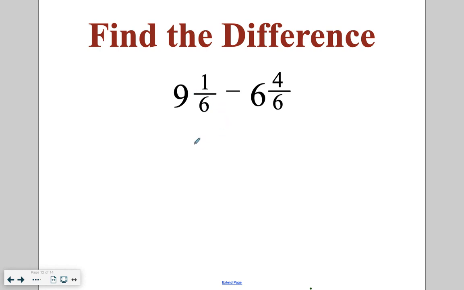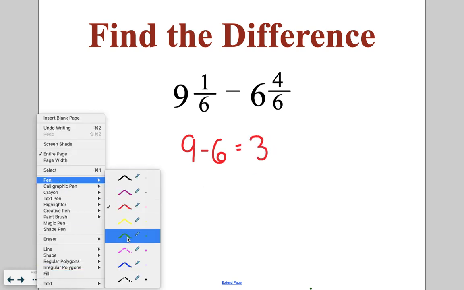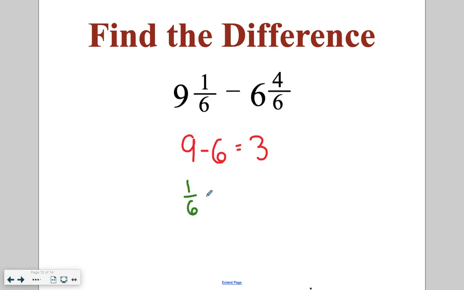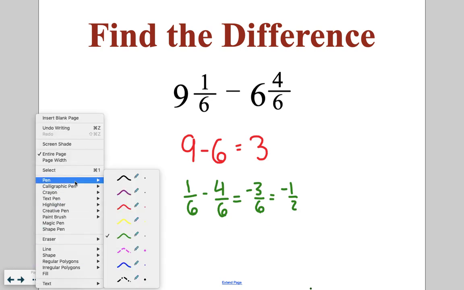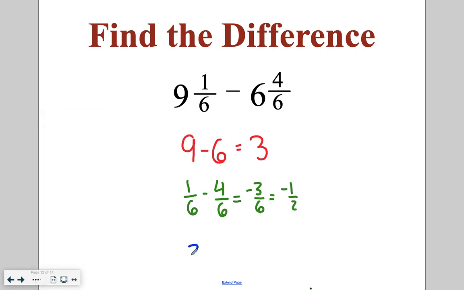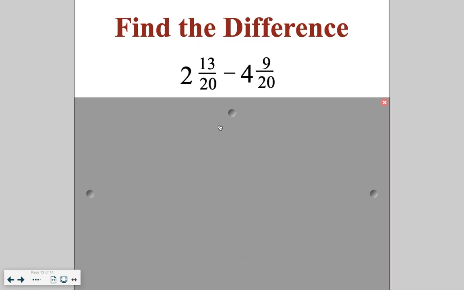So for our last example here, again, we're going to start with the whole numbers. 9 minus 6, which is going to give me a +3. And then we're going to deal with our fractions, which is going to be 1/6 minus 4/6. That's going to give me -3/6, which can be reduced to -1/2. When we put these back together now, we have a +3 and a -1/2. So it's saying you have 3 and you're taking away a half, which is going to get you to 2 and 1/2. Go ahead and try this one on your own.